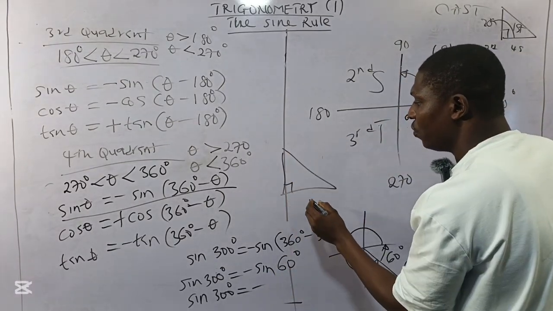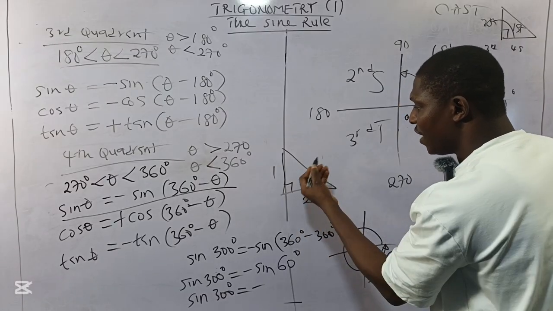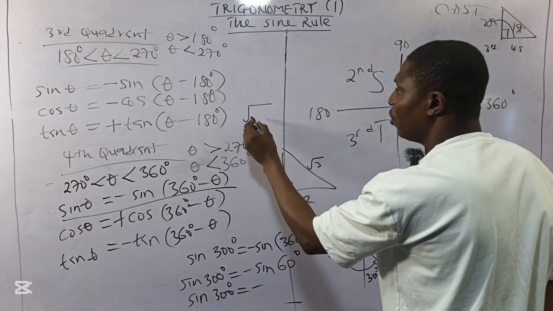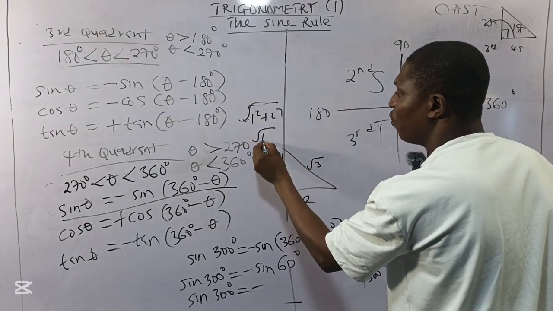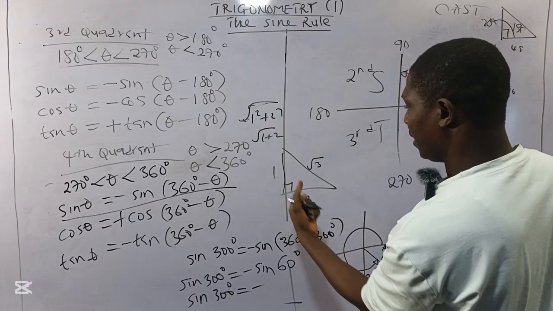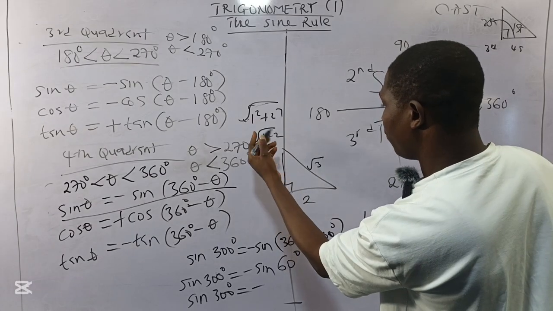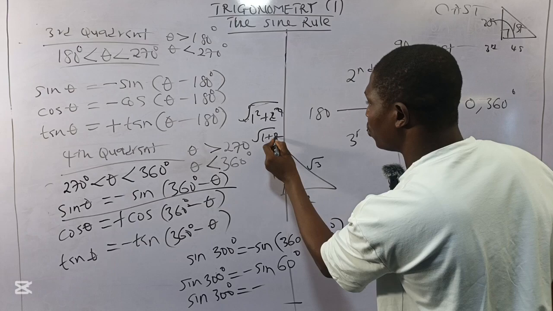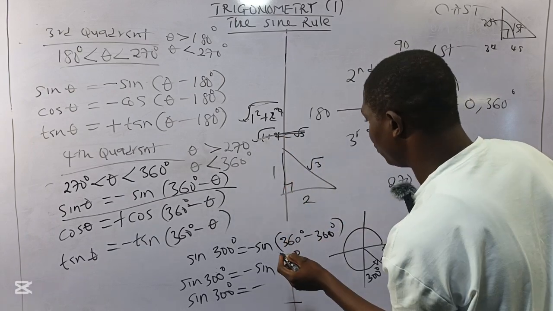If this is a right angle, I have 1 here, I have 2 here. If I solve this, I'll have here to be root 3. Why? This hypotenuse side will give me the square root of 1 squared plus 2 squared, giving me the square root of 1 plus 4, giving me root 5. No, this is not root 5. This is supposed to be root 3.